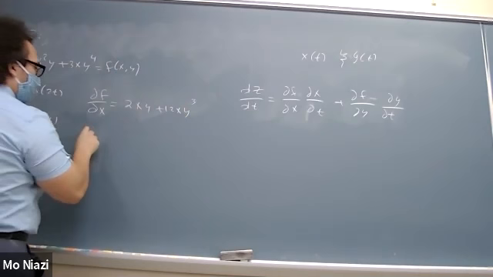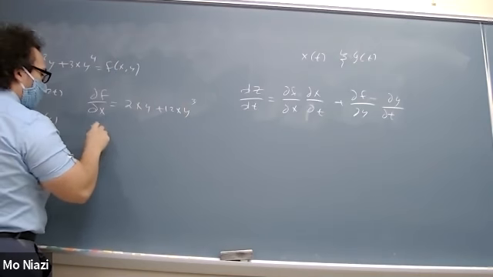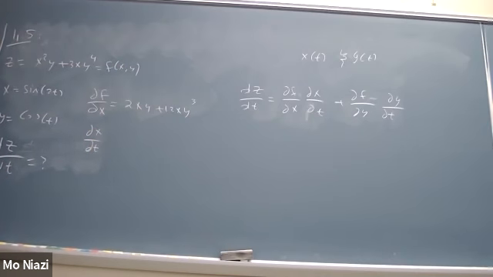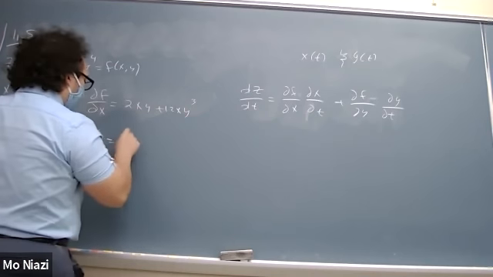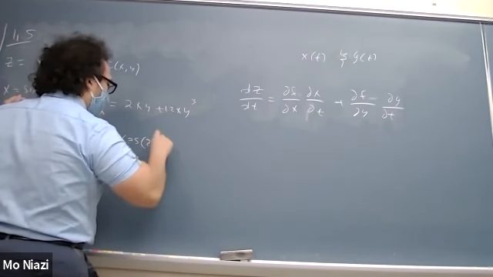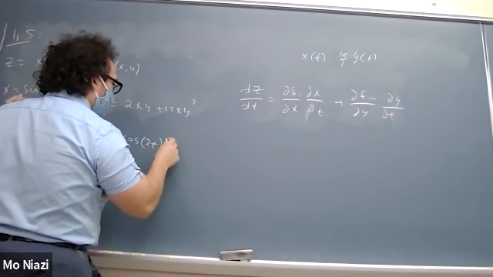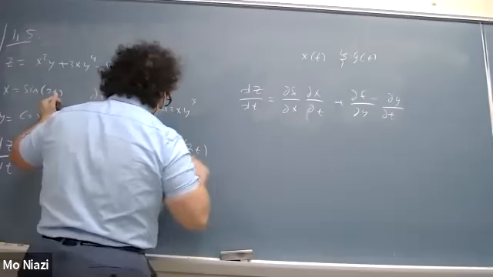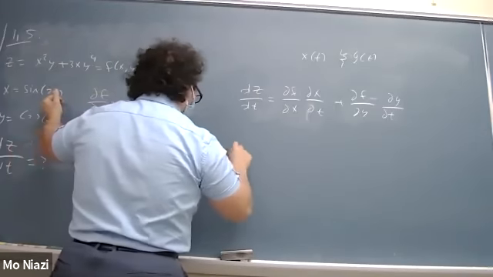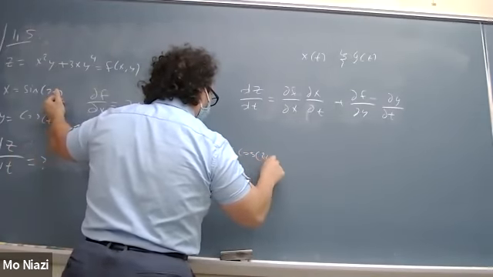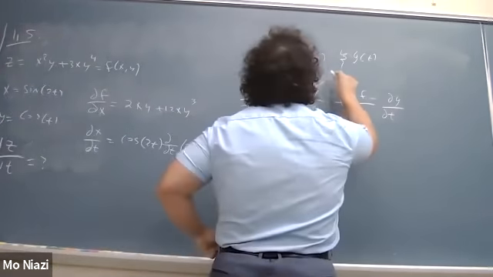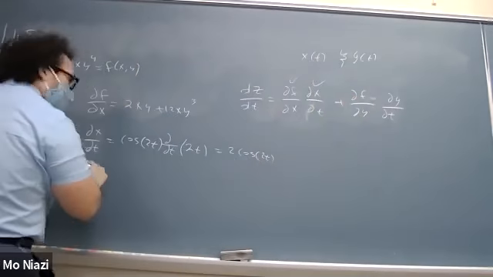And then what's partial x, partial t? That's when I take the partial derivative with respect to t of my x. The derivative of sine is cosine. But then we have to do the chain rule, partial t of 2t, right? So that means this equals 2 cosine of 2t. So that's this term and this term. Let's find the other two terms.